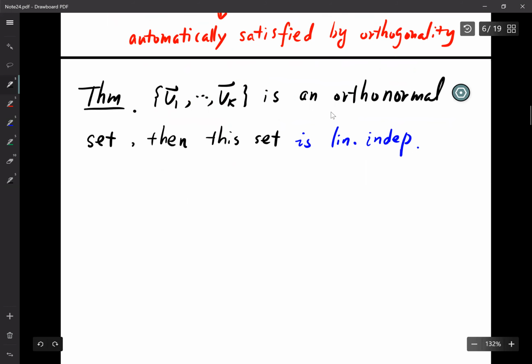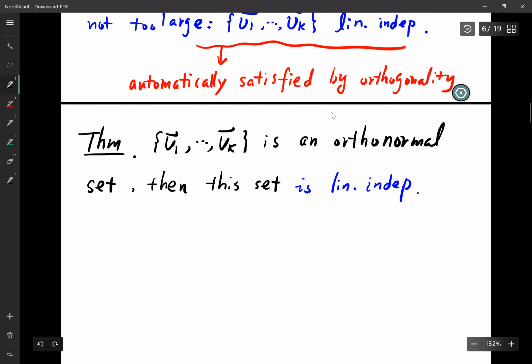Is this only true for orthonormal sets or all orthogonal sets? So the question is why I say orthonormal instead of orthogonal. This is to get rid of the zero vectors.